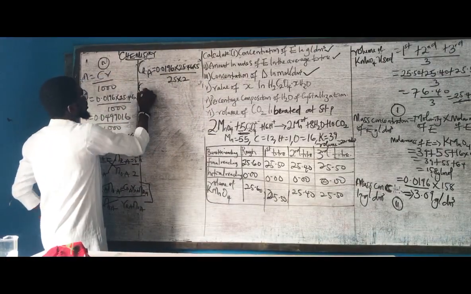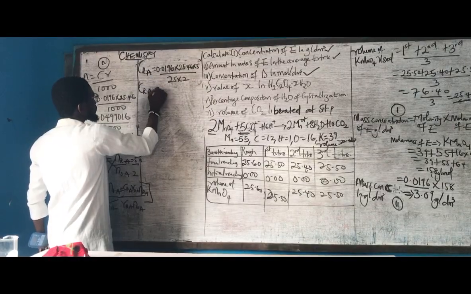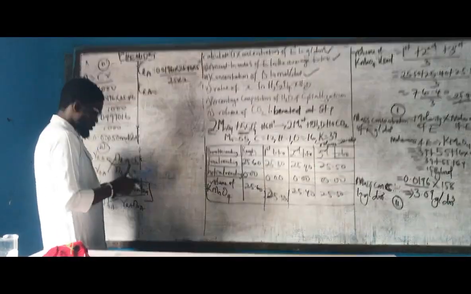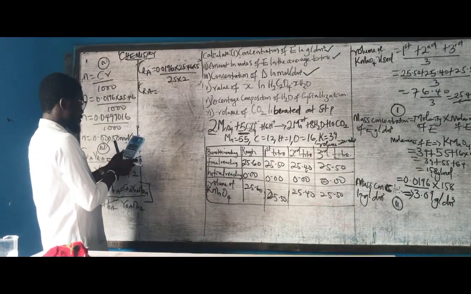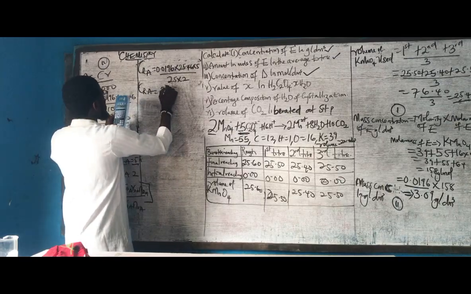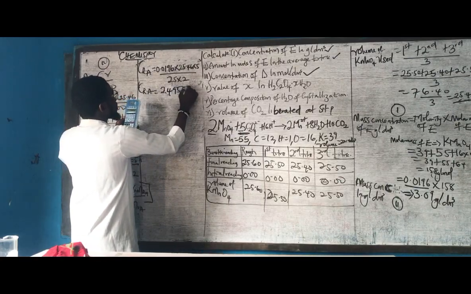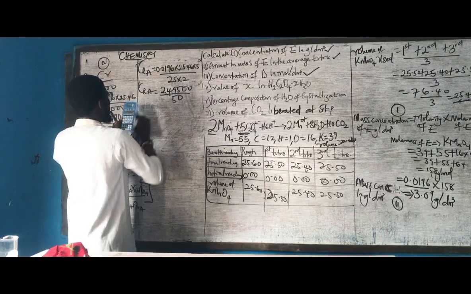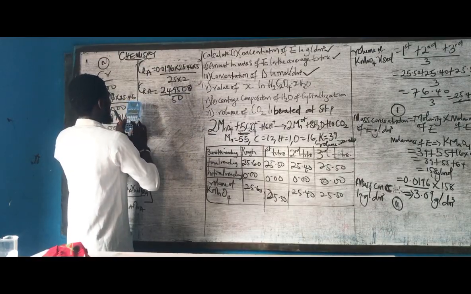So the concentration of RA, we have 0.0196 times 25.46 times 5. We have 2.495 divided by what? 50. Divided by 50.